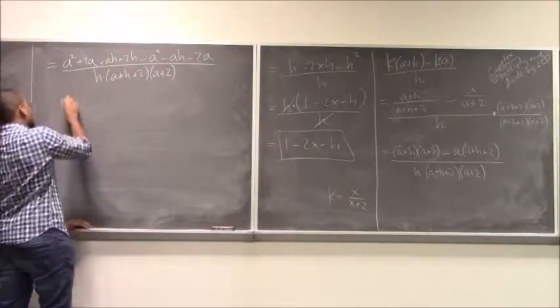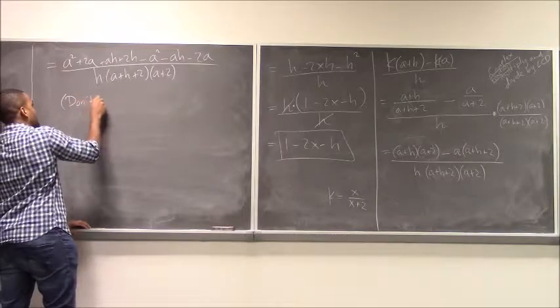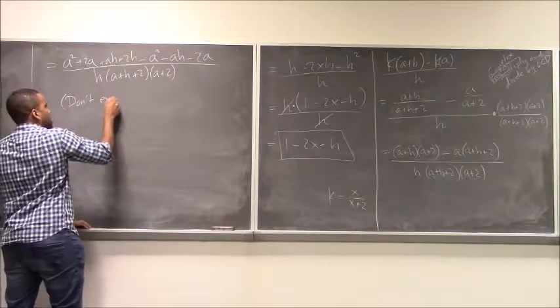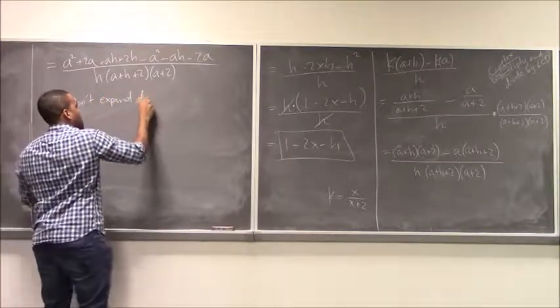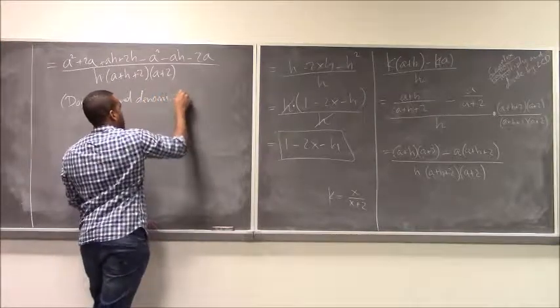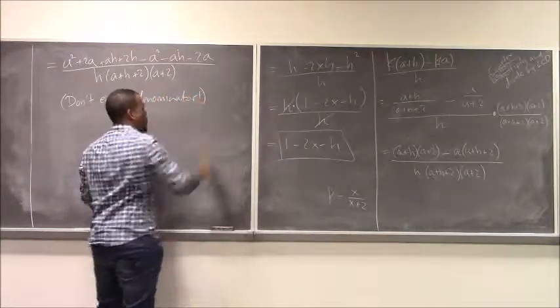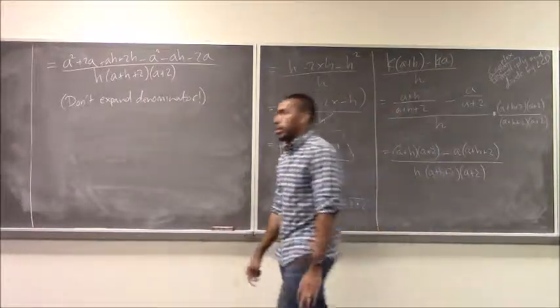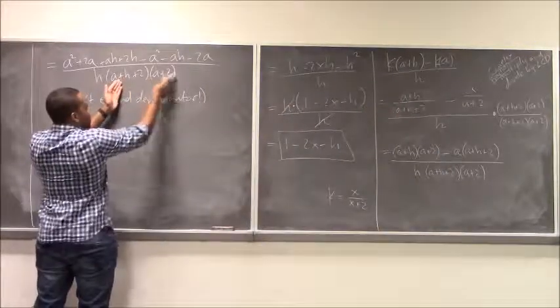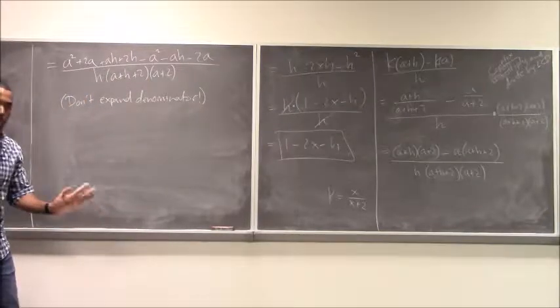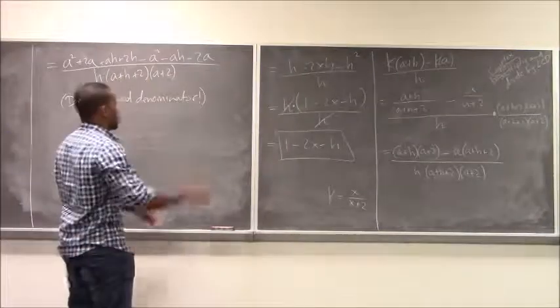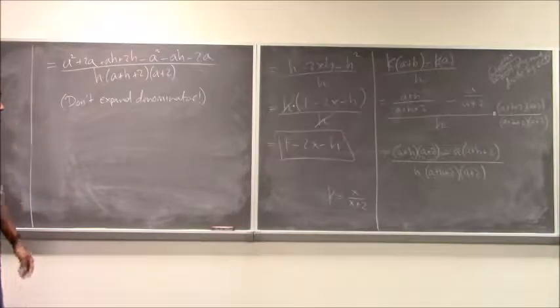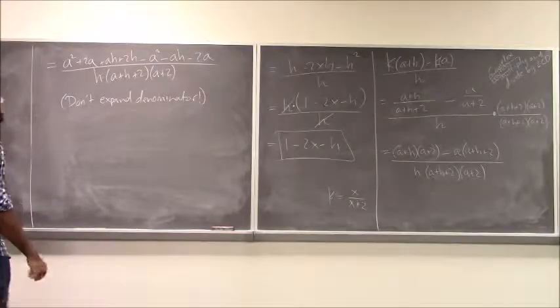By the way, when you want to simplify a fraction, never expand the denominator. It's usually going to be a waste of time. So I'm not going to FOIL this out. The denominator, you always keep in factored form. The numerator, you might have to FOIL out, and that's fine. Okay, so now what happens?